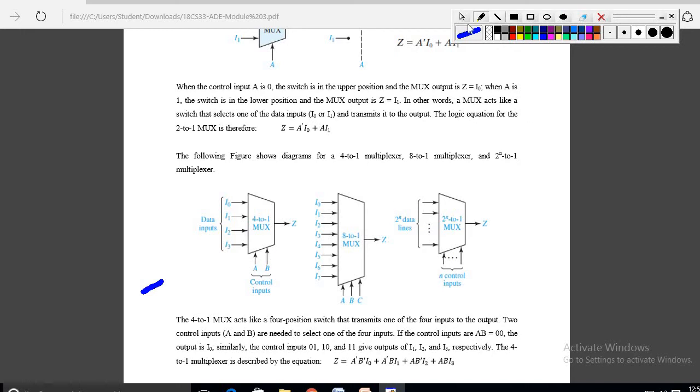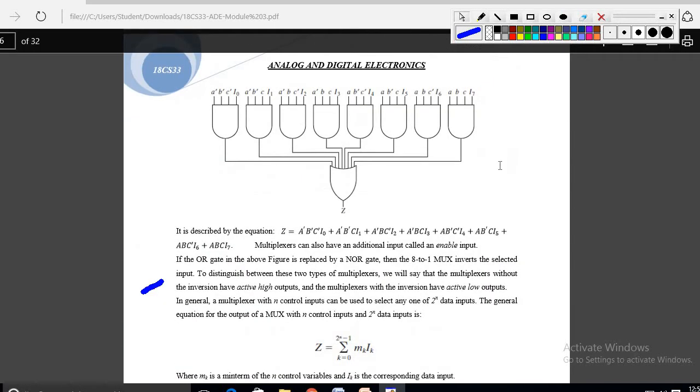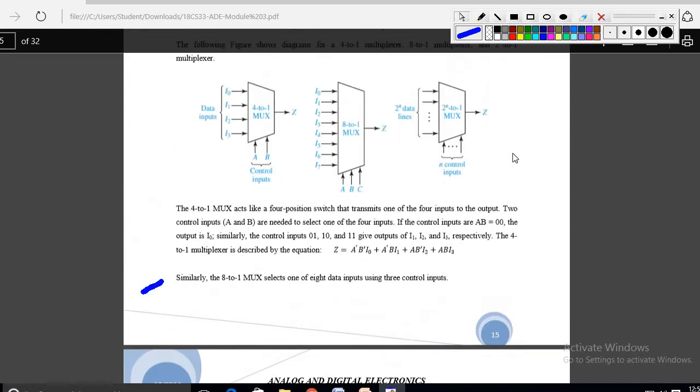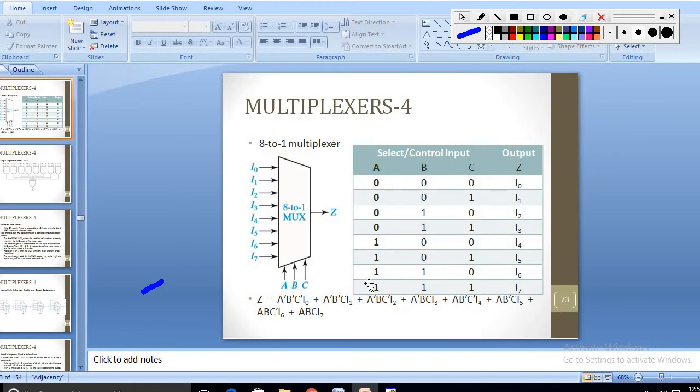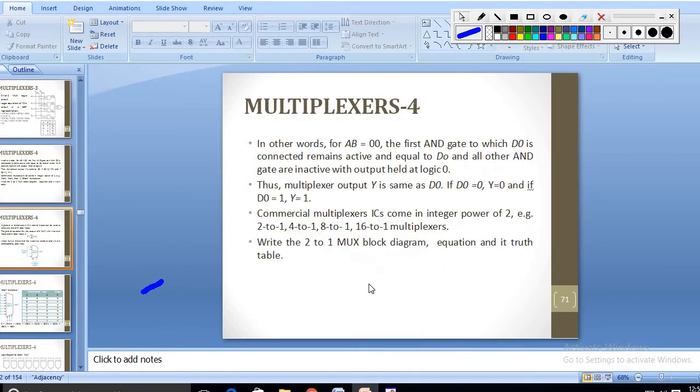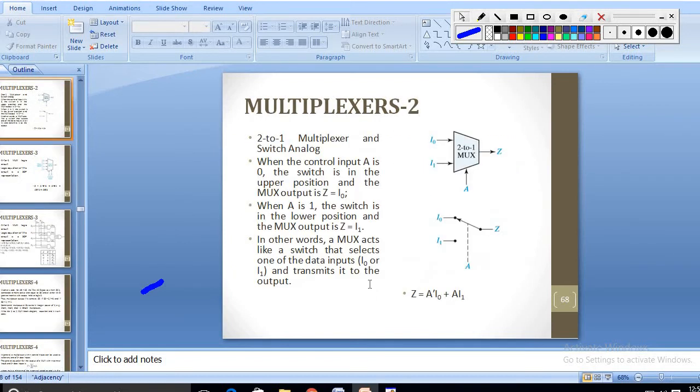See here in this diagram, I already told you, if it is 2:1 and A is 0, it will select the upper path, and if A is equal to 1, it will select this lower path. That means A dash I naught when A is 0, and A I1 when A is 1. Is it clear?